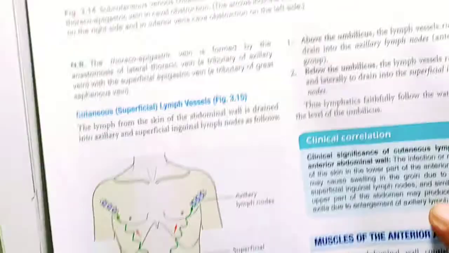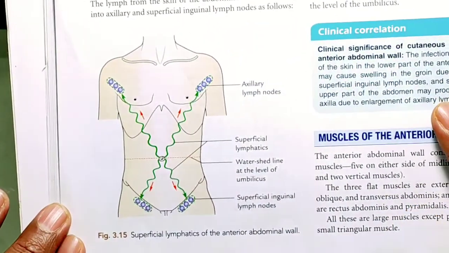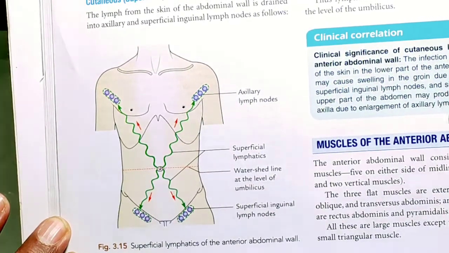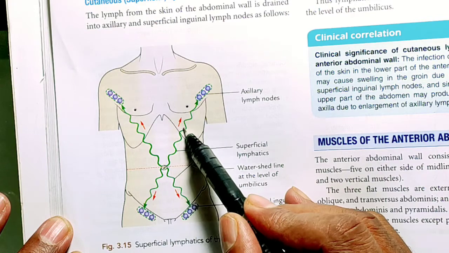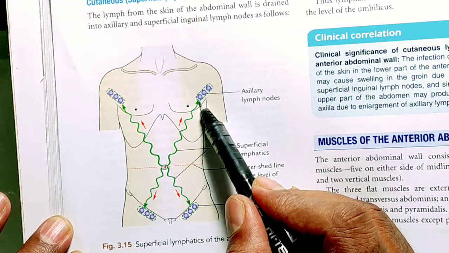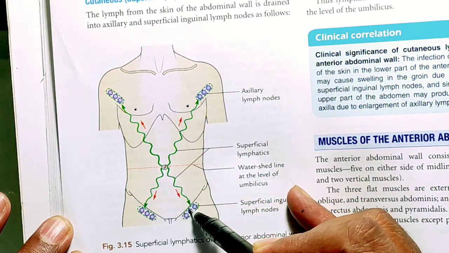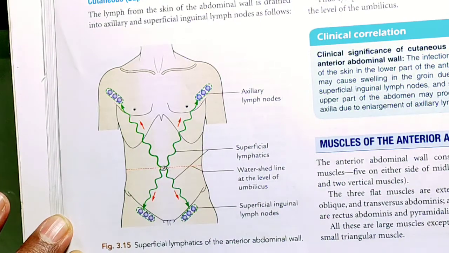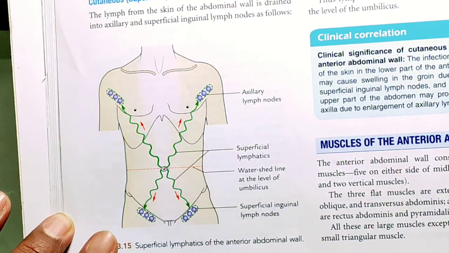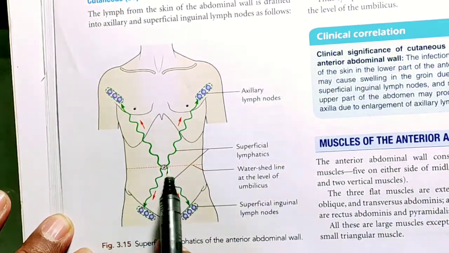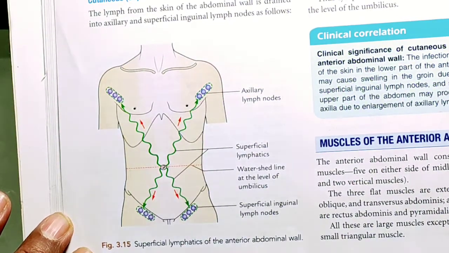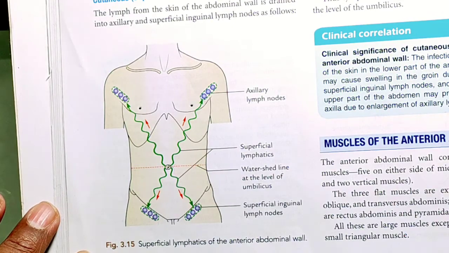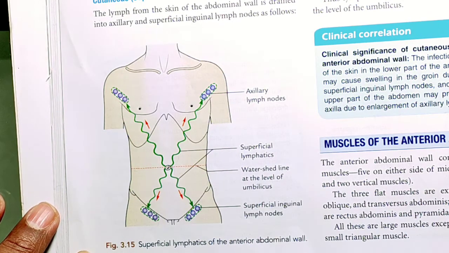Again, in the lymphatic drainage, in this diagram from the Vishram Singh textbook volume 2, the lymphatic drainage above the umbilicus drains towards the axillary lymph nodes, and below the umbilicus it drains towards the superficial inguinal lymph nodes. This red line is the watershed line at the level of the umbilicus. So the umbilicus forms a watershed line for both lymphatic and venous drainage.